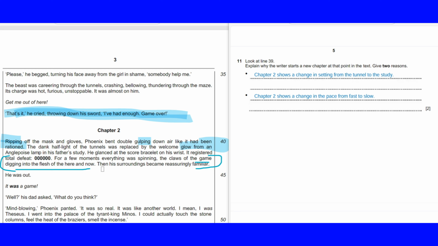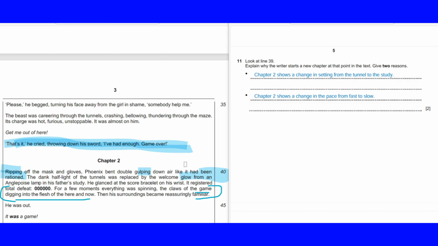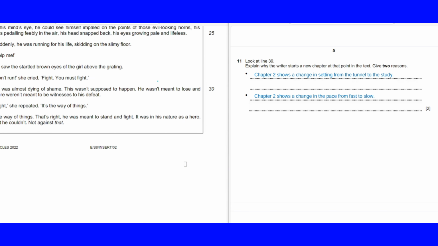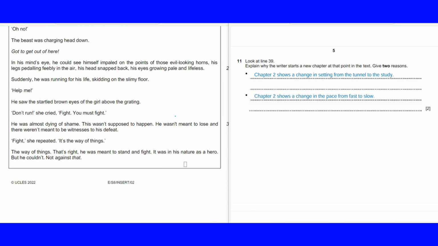Or you may also answer that chapter 2 shows the change in Phoenix's mood from fear in the tunnel, being chased by the Minotaur, to relief in his father's study. We can see that his surroundings became reassuringly familiar, his father's study. Right, that is question 11.